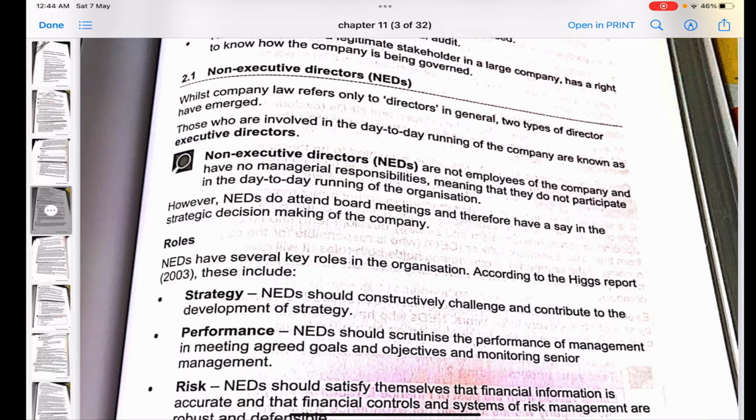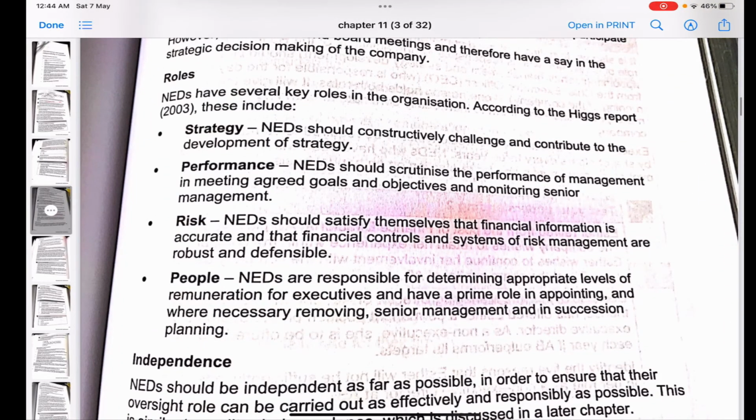So what are the roles of NEDs? NEDs have several key roles in the organization. According to the Higgs report, these are some of their roles. The first thing is strategy. Even though non-executive directors don't work in the day-to-day operations, one of their duties is strategy. They need to work on the strategy of the business. The NED should constructively challenge and contribute to the development of the strategy.